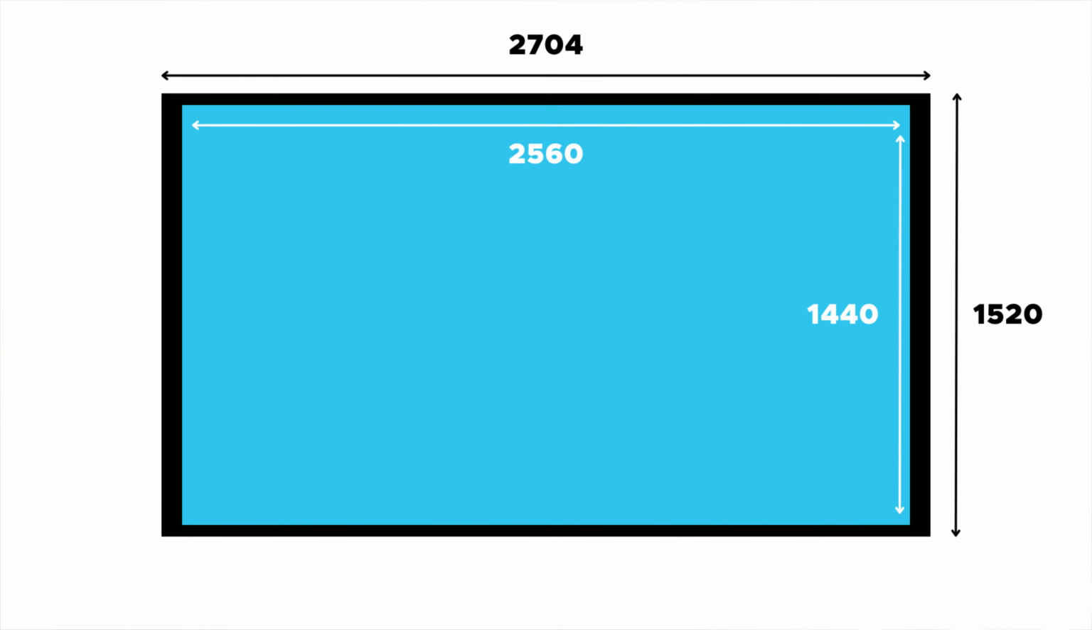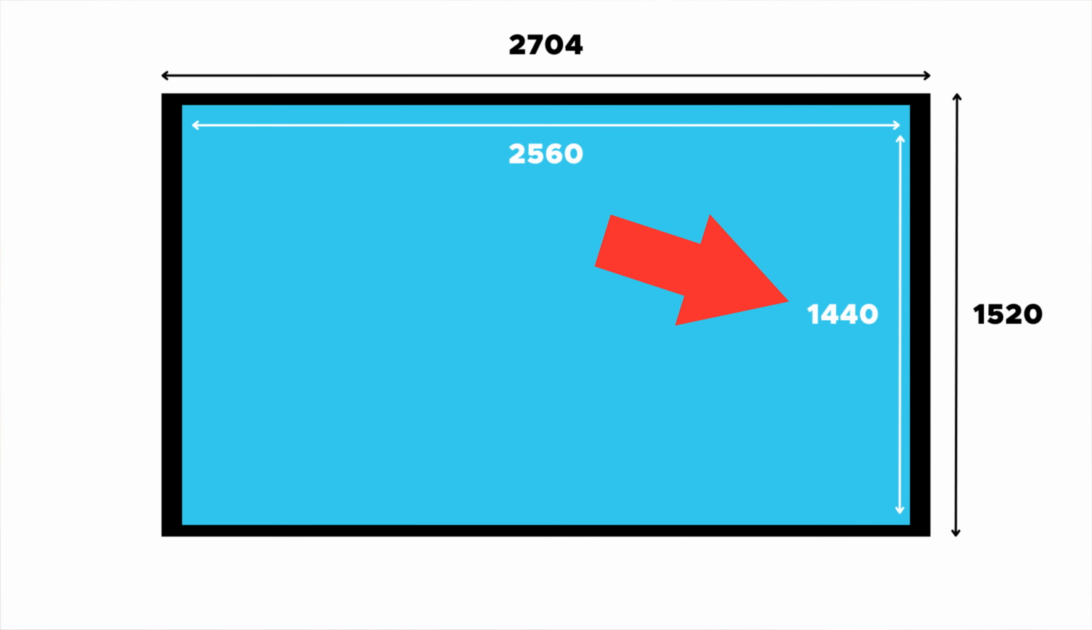Let's put another rectangle on top of this. Let's say it's a rectangle that represents the sensor on the Insta360 Go 2. Let's say that it's 2560 pixels wide and 1440 pixels tall.